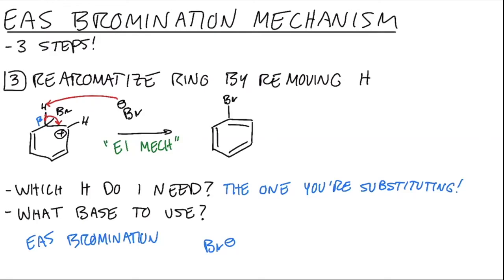You're welcome to always draw out these 3 numbered steps while you're doing your mechanism, or you can combine them into the traditional style mechanism that just sort of flows across the page. Whatever you want, as long as you get all of the steps in. Don't forget your formal charges, get your arrows drawn correctly. We'll all be good and happy. So let's go ahead and look at some of these other EAS reactions and start to identify their conditions.